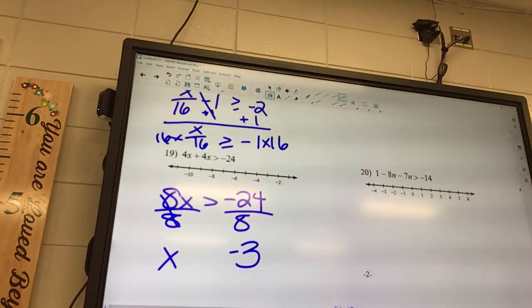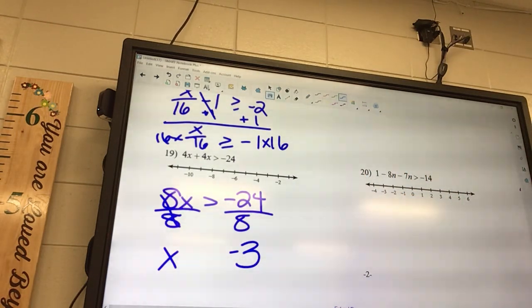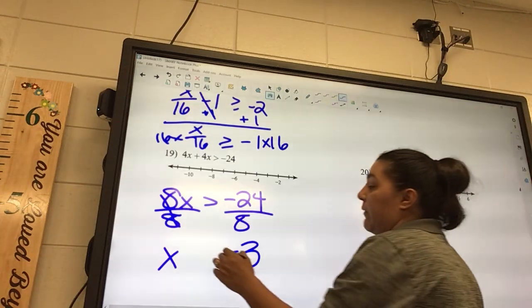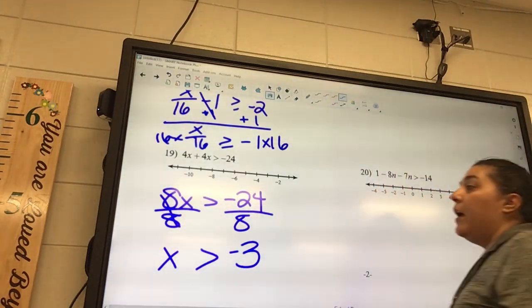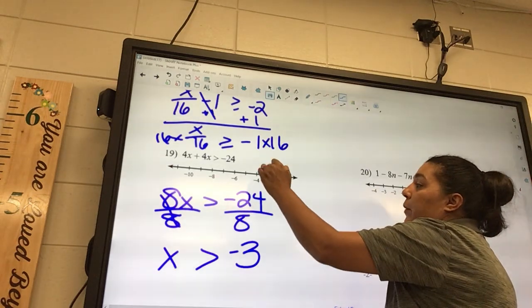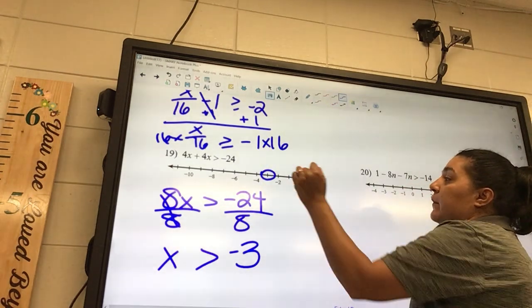Do we need to flip? No. Why not? Because you're dividing by a positive. Okay, what number would need to be negative? The 8. Divide by. Okay, so the 8 would have to be negative. Okay, on the negative 3, open or closed? Open. Going which way? To the right.